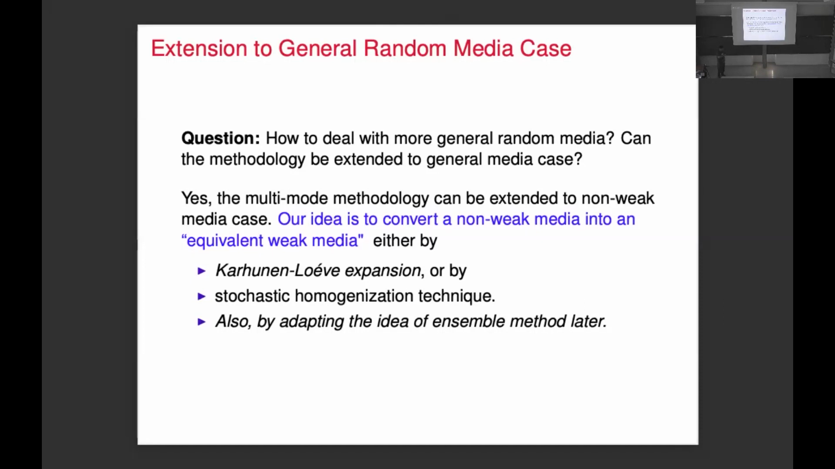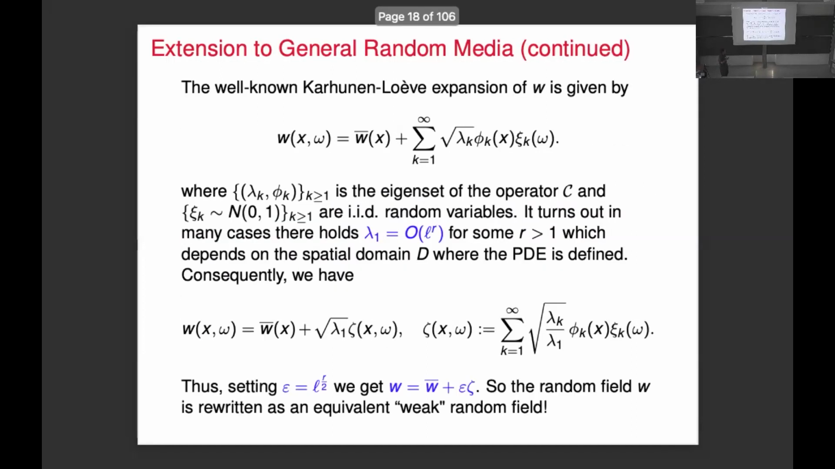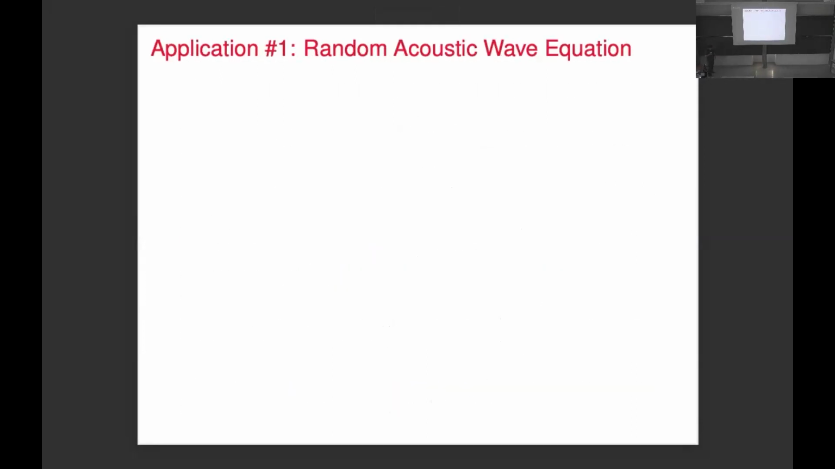And later I will show you how to do this combined with the ensemble method, which provides another way to do it. Okay, so that is the framework. Generally, abstractly, you have the random PDE, the coefficient has the weak media form, you do the expansion, then you compute the modes, and then you solve the modes efficiently. So that is the algorithm.